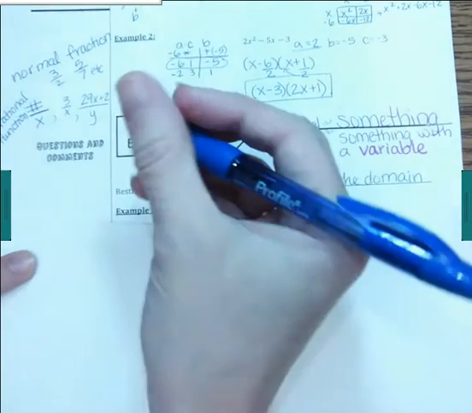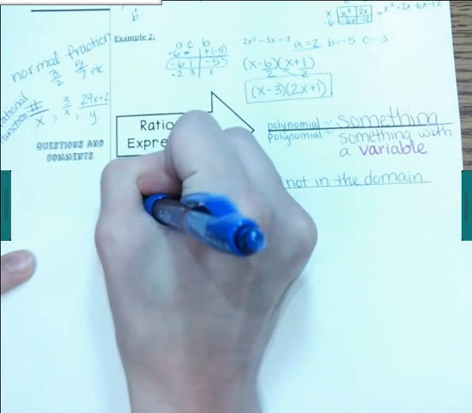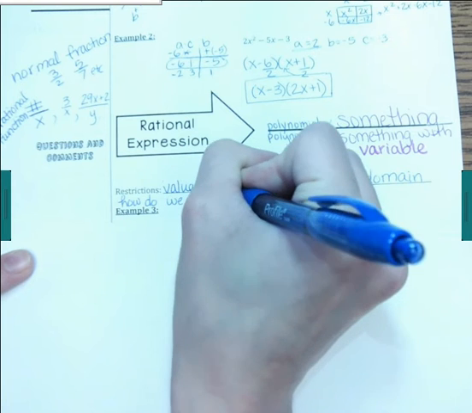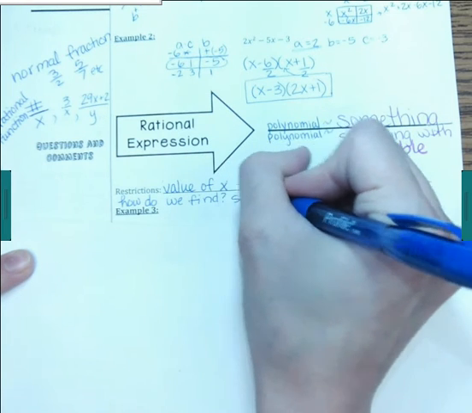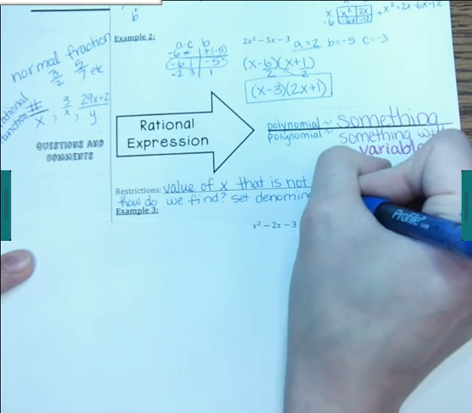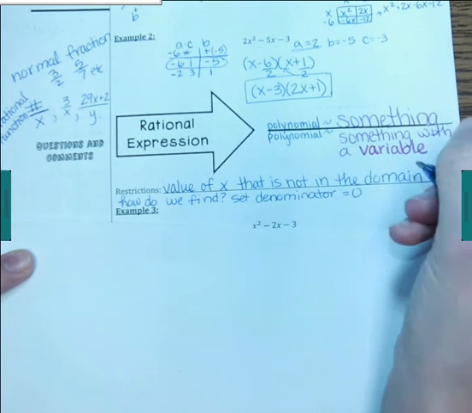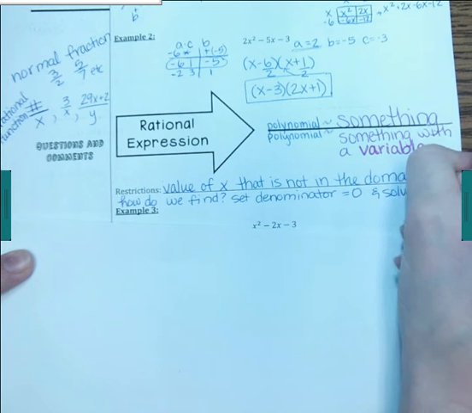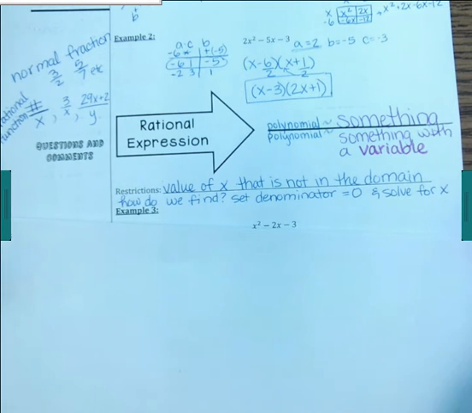How do we find it? You set the denominator equal to 0 and solve for x. Say x, it could be solving for y or whatever other variable it is, but you solve for the variables. Every value of x or every variable that equals the denominator to 0, that is a restriction.